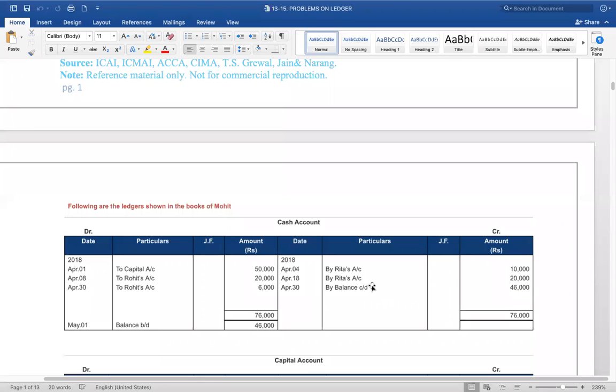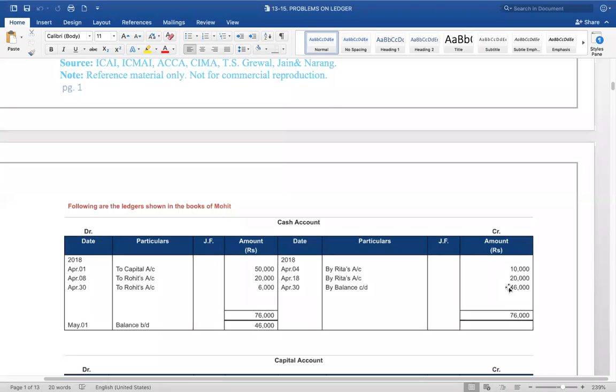Now, this balance carried down is the closing balance. When it is a closing balance, we put the last day of that accounting period. Whether it is mentioned or not, it is implied that it is the last day of that accounting period. So we write April 30th, and write here by balance carried down and bring that closing balance. What is closing for this accounting period is opening for the next accounting period. What was closing for the last year will become opening for this year.